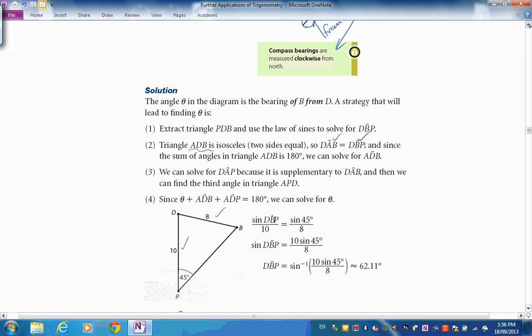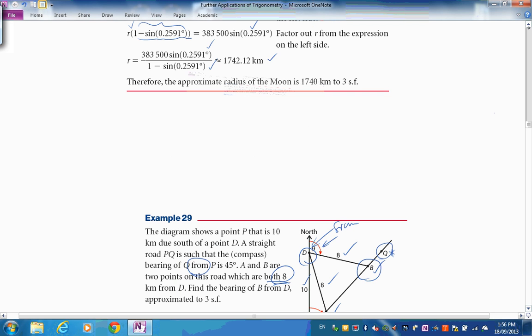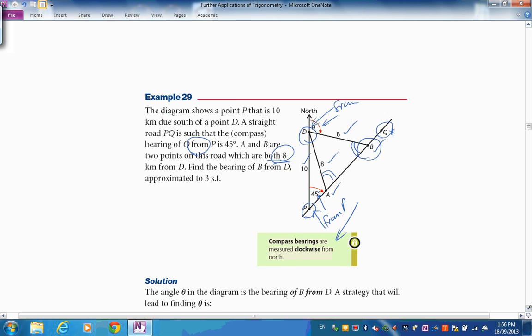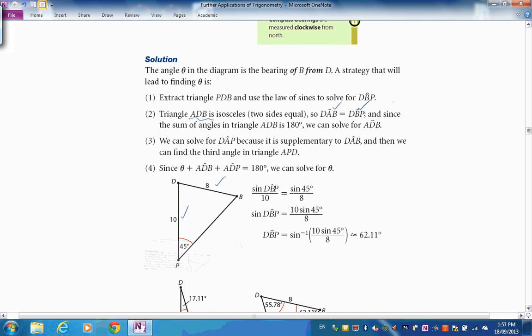We haven't drawn that, so I think here, let's go back down here. So ADB, we're saying these two are going to be equal. If we can work with those, that's going to lead us on to the answer. So let's have a look then. We can solve for ADB using sum of angles. We can solve for DAP because it's supplementary to DAB, and then we can find the third angle in triangle APD. Since theta plus ADB plus ADP is 180, we can solve for theta. That's the last point.